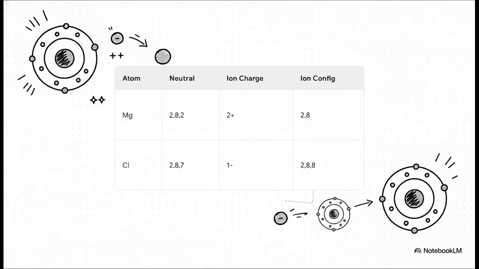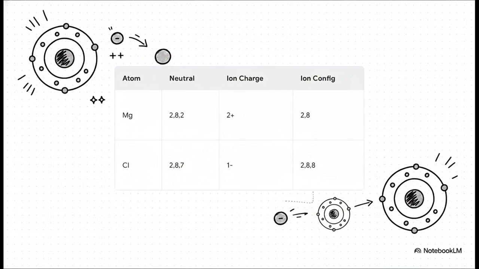To see exactly how this drama plays out, let's look at magnesium. In its neutral state, it has 12 electrons, configured as 2, 8, 2. That outer shell has just 2 lonely electrons. Now, to get stable, it's way easier for magnesium to just throw those 2 outer electrons away rather than trying to somehow find 6 more. When it loses those 2 negative charges, it becomes an ion with a 2+ charge, dropping nicely down to a completely stable inner configuration of 2, 8.